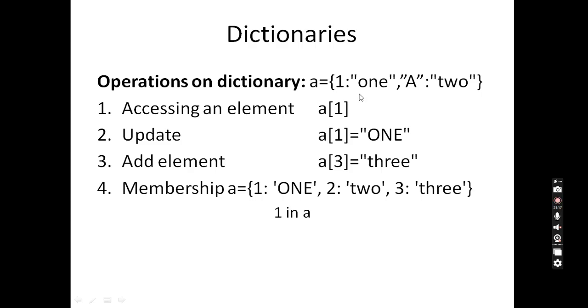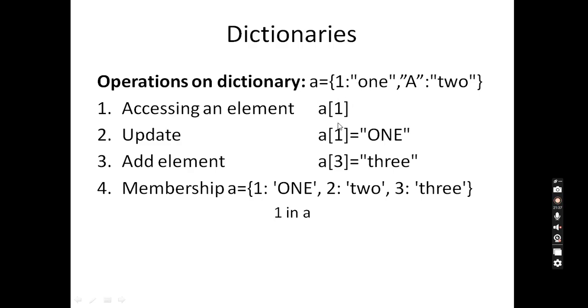So it can be unordered here. Using the key only we are going to access it. Updating also needs to be performed using a key value. In a list we update using an index value, right? Here in a dictionary you are going to update a value using a key.